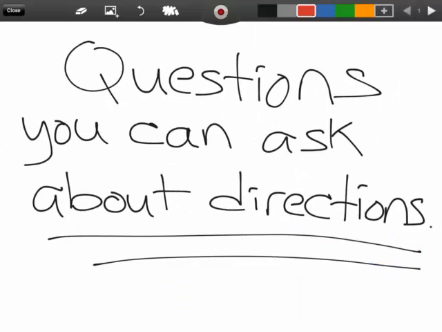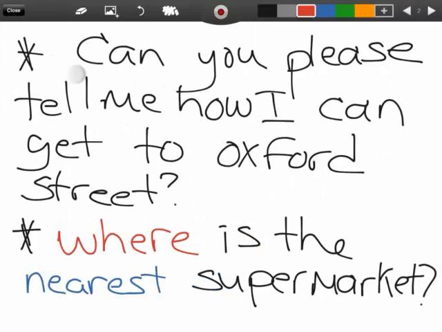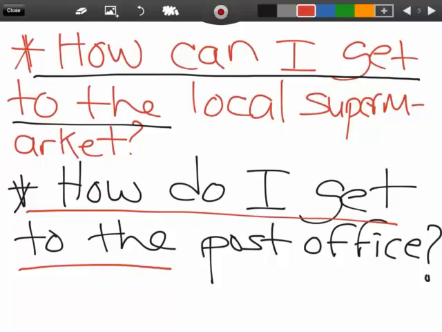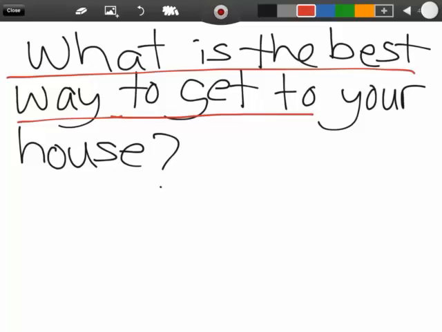By using these questions, we could ask for directions. For example, when you say, can you please tell me how I can get to Oxford Street? You could also say, where is the nearest supermarket, or wherever you are planning to ask. You could also say, how can I get to the local supermarket? Or you could say, how do I get to the post office? And finally, what is the best way to get to your house? You could use what is the best way to get to your blank, wherever you're trying to go.